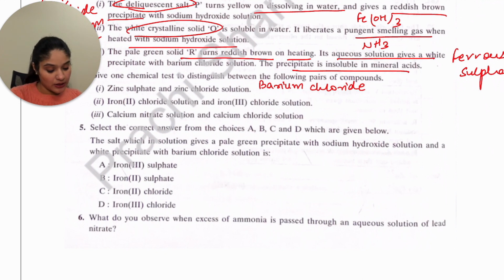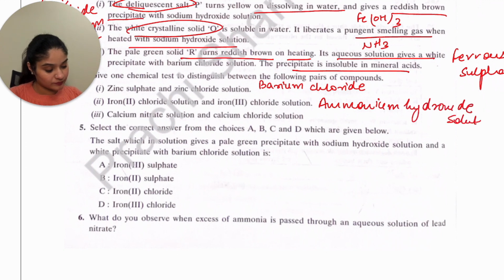The second is iron 2 chloride solution and iron 3 chloride solution. For that we will be using ammonium hydroxide solution. Why is that? Because iron 2 chloride will give you a dirty green. Just let me write this, ammonium hydroxide solution. So when we use ammonium hydroxide solution and it reacts with iron 2 chloride, a dirty green PPT will appear which will change to reddish brown. Okay, and when we react with iron 3 chloride, in that case you will have a reddish brown PPT which is insoluble in excess.